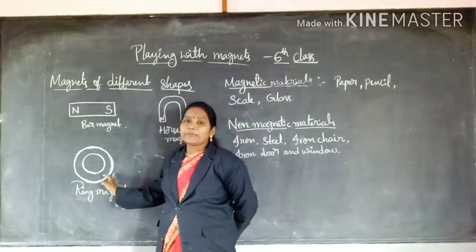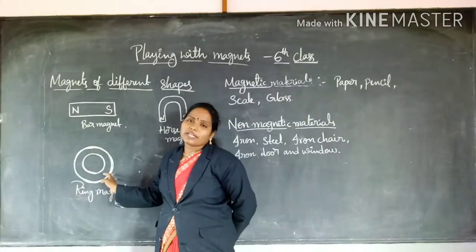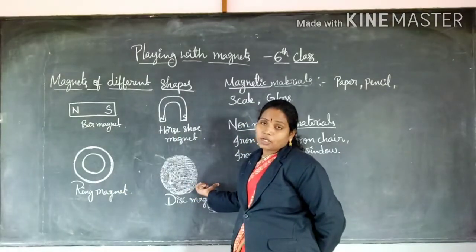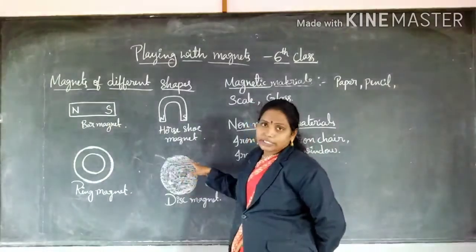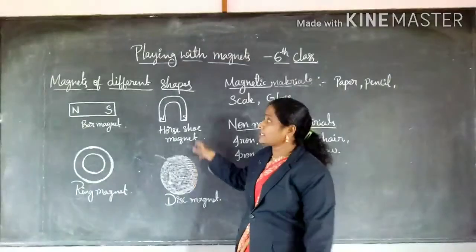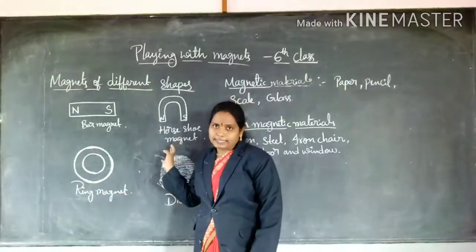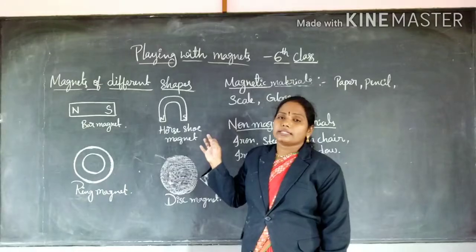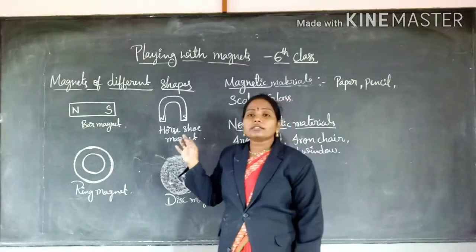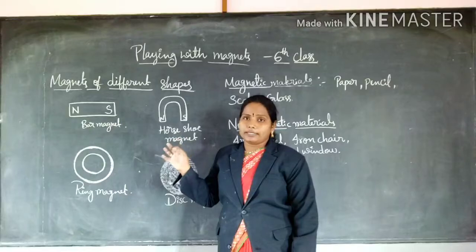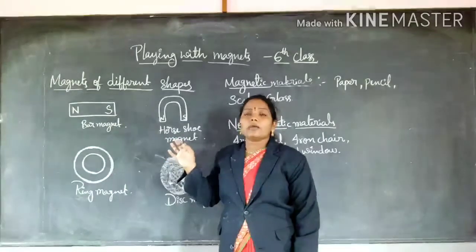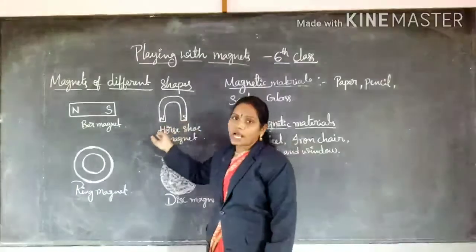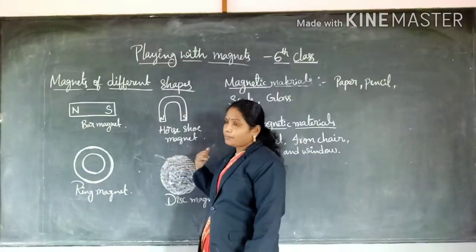Next one is the ring magnet, just like a ring. That's why it is called a ring magnet. Next one is the disc magnet, just like a plate. That is called a disc magnet. These are the types of magnets. If a question is given like this, draw the different types of magnets and locate the poles, then you have to draw and locate the poles.